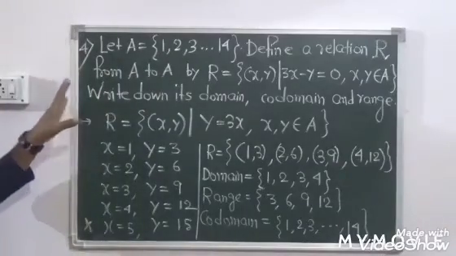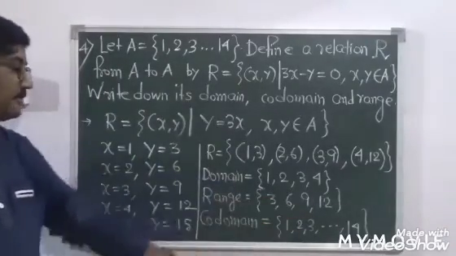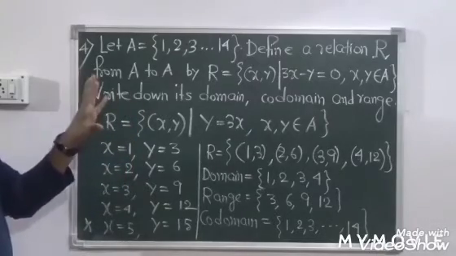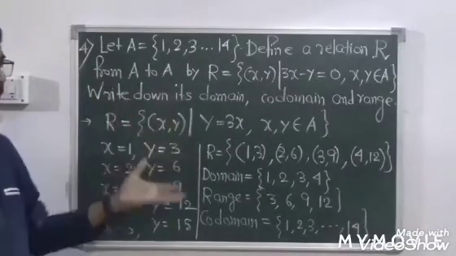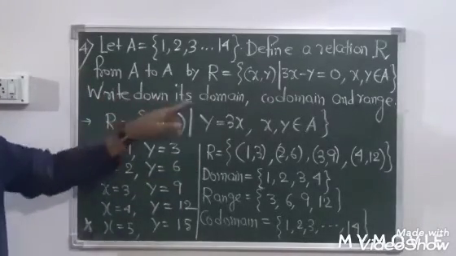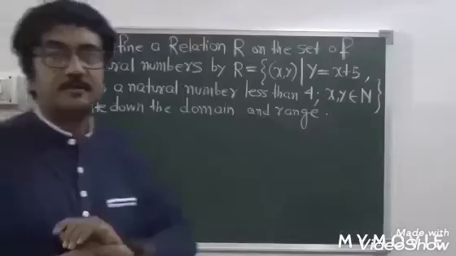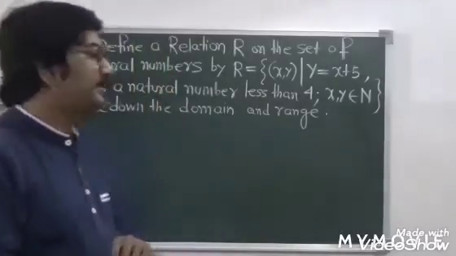So now I think it is very much clear to all of you. Just go through it and try to understand in case you have any doubt. Just review it, go through the theory part, that is, what is domain, what is codomain, what is range, and everything will be clear. Now moving on to the next question, question number 5.